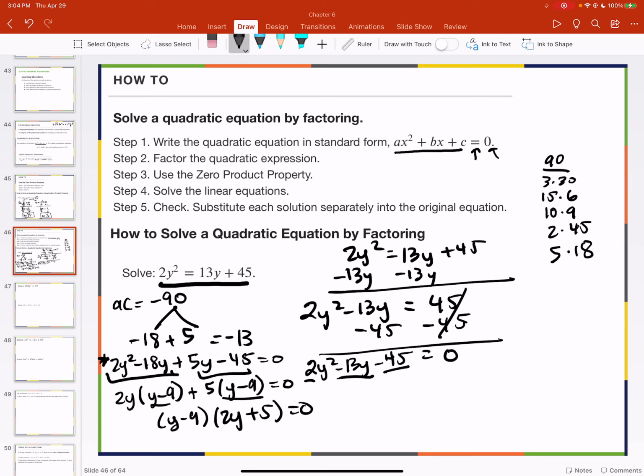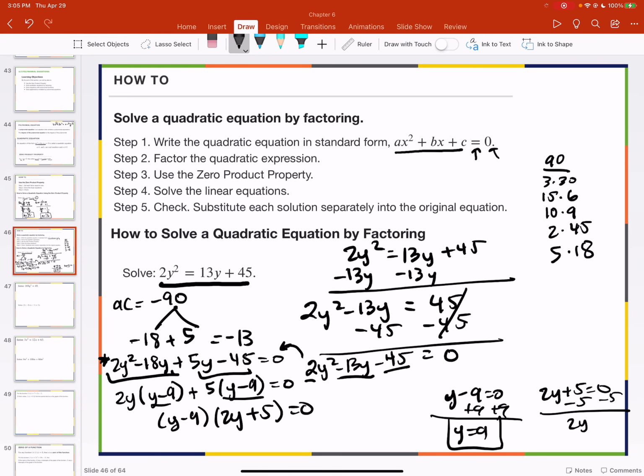So now I've factored it on the left-hand side, and by zero product property, I can set each factor equal to 0 to solve for the variable. So I have y minus 9 equals 0, and 2y plus 5 is equal to 0. So solving for y, we get y is equal to 9 for one of them. And then on the other side, we have here 2y is equal to negative 5, divided by 2, and we get that y is equal to negative 5 halves. Okay, so that's that one.